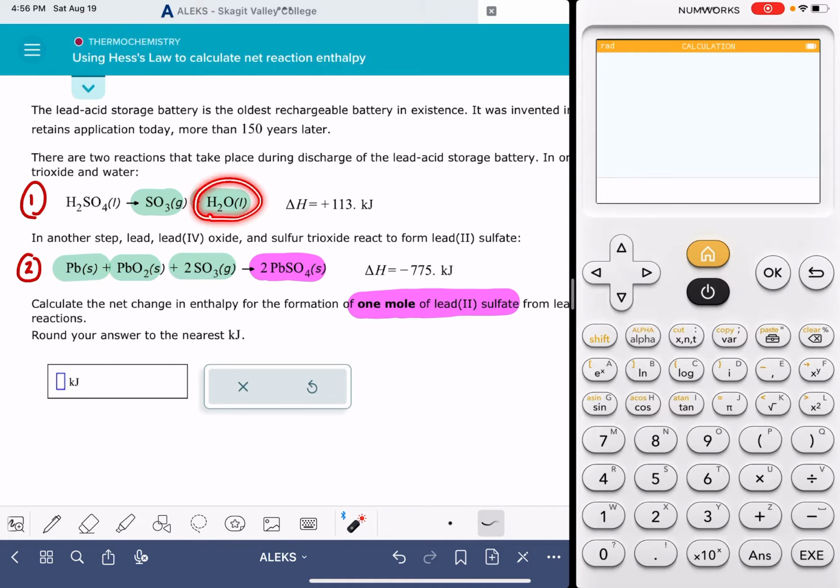You can see that we have water only in equation number 1, lead only in equation number 1, lead 4 oxide only in equation number 1. This SO3 molecule is the molecule that these two equations have in common. Now, once we have found that molecule, we need to make sure that this molecule has the same stoichiometric coefficient in both of these equations. If it doesn't, we can't add these equations together successfully.